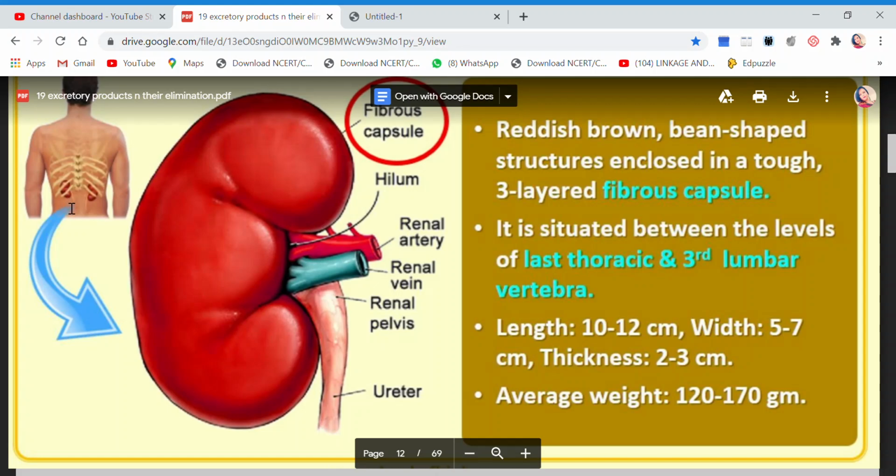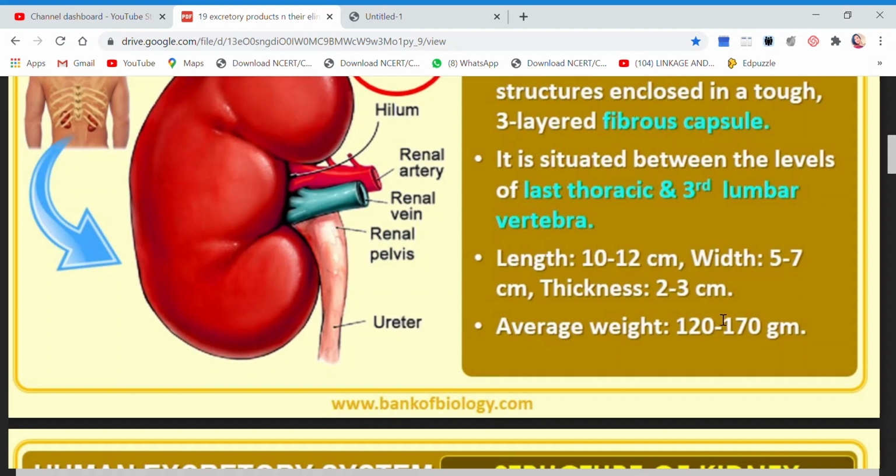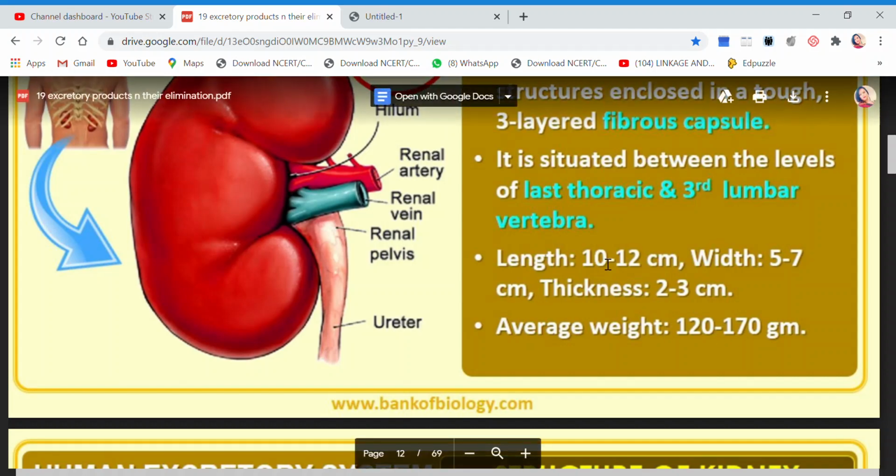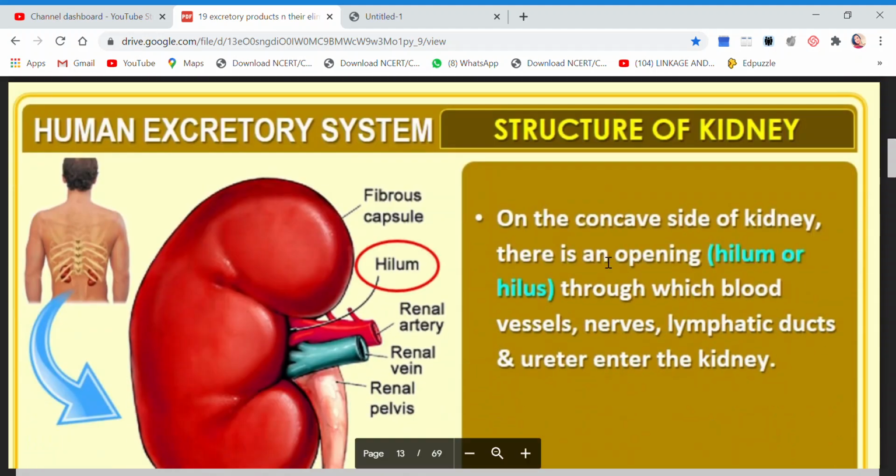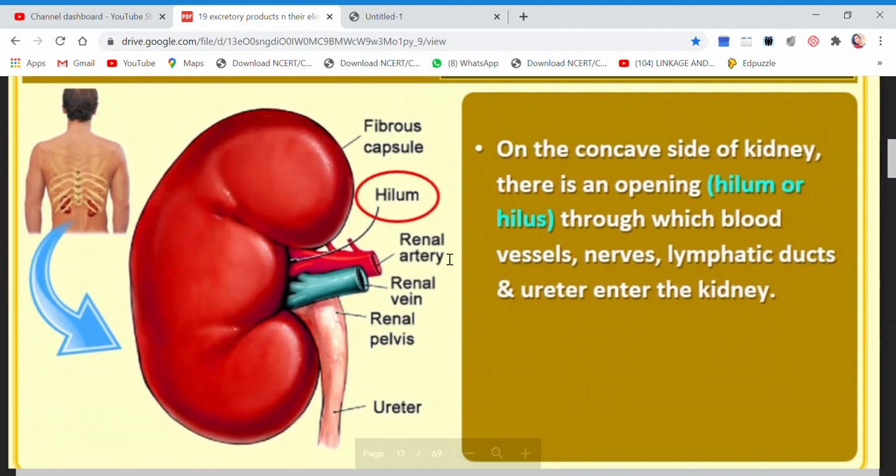And towards the dorsal side, that means पीठ की तरफ. Dorsal means आपका back side. आपकी पीठ को dorsal side बोलते हैं. And जो आपका stomach वाला part है, सामने वाला part है, that is called ventral side. So kidneys are placed dorsally. And I have already told you about the length, width and thickness of the kidney, and the average weight is 120 to 170 grams.